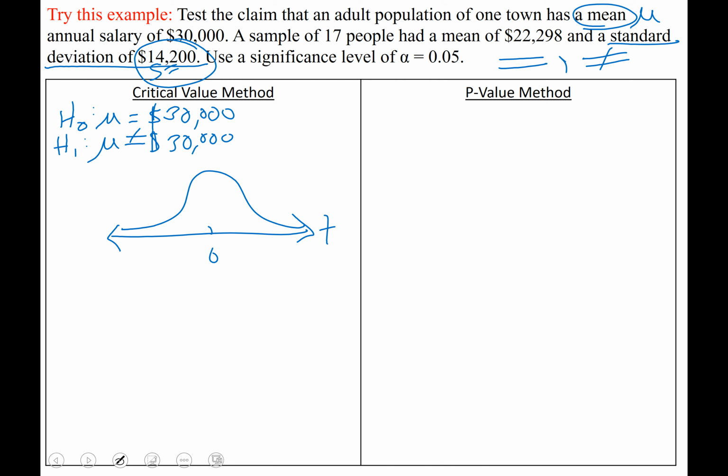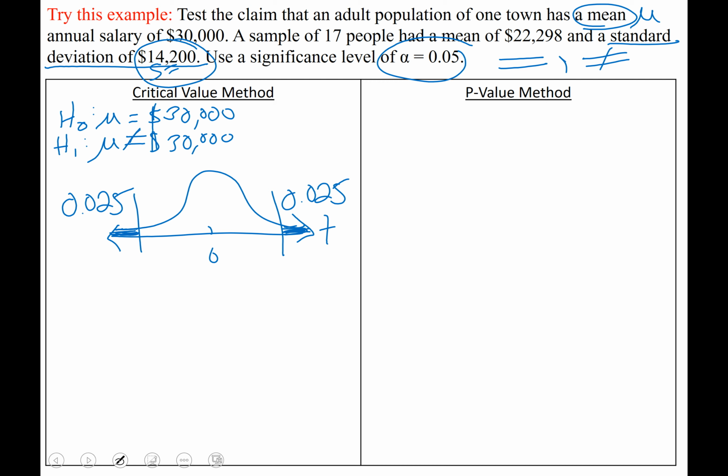Okay, next decision. Cut off the left tail, the right tail, or both of the tails. And the answer is both, because our alternative hypothesis is does not equal. So we have two rejection regions here. So we need to split our alpha. Our alpha is significance level of 0.05. We need to put half of it over here and the other half in this tail over here.